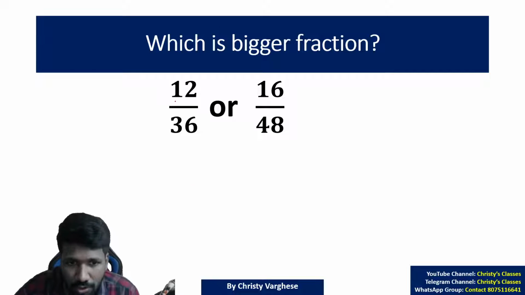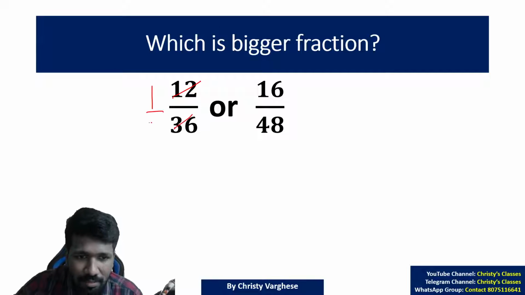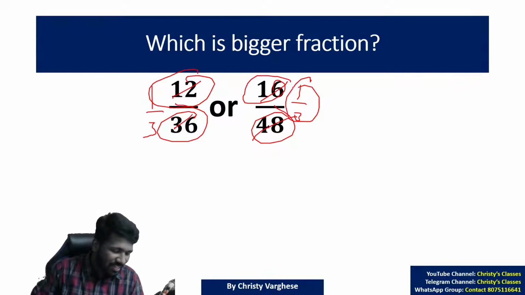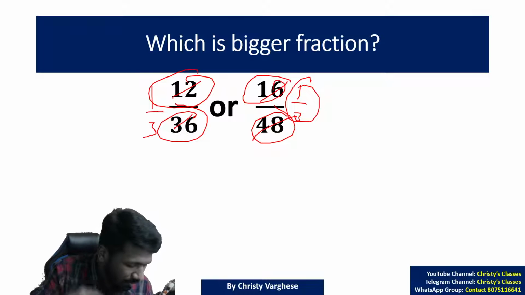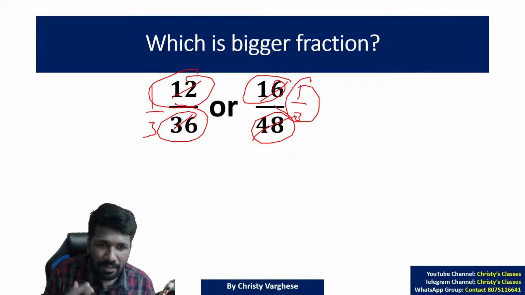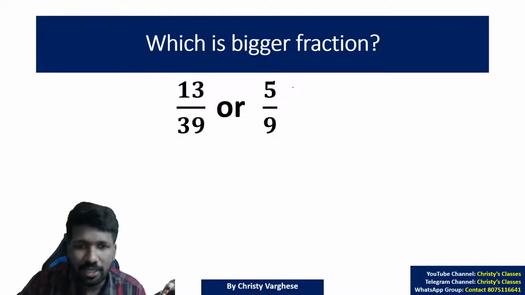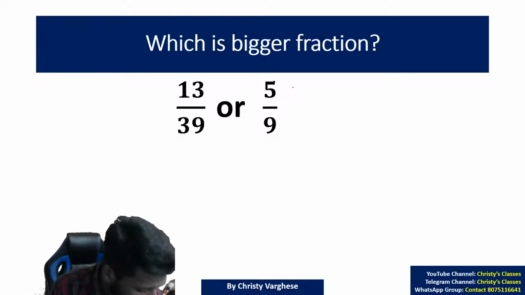Why it is equal? 12 by 36 easily it is 1 by 3 na? Because 36 1/3 is 12, 48 1/3 is 16. That is how to see it. No need to write cancellation and all. You can directly say 12 by 36. 36 1/3 is 12, 48 1/3 is 16. So they are equal. What about this 13 by 39, 5 by 9, which is bigger?